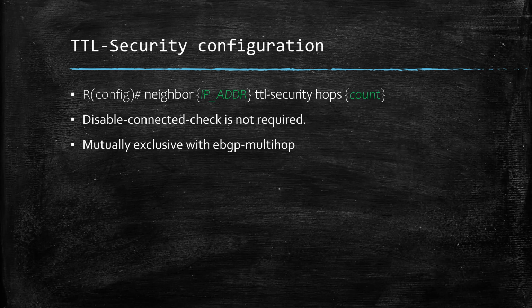To configure TTL-security, we specify a neighbor, then we add the two keywords TTL-security hops, and we specify the maximum number of hops the neighbor could be away from the local router. When we are using TTL-security, the disabled connected check is no longer required. Also, you cannot have eBGP multihop and TTL-security at the same time.